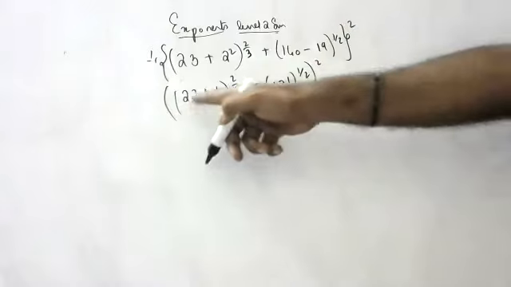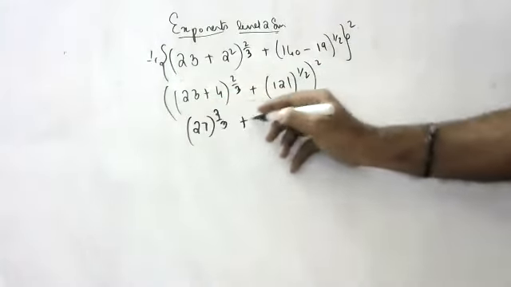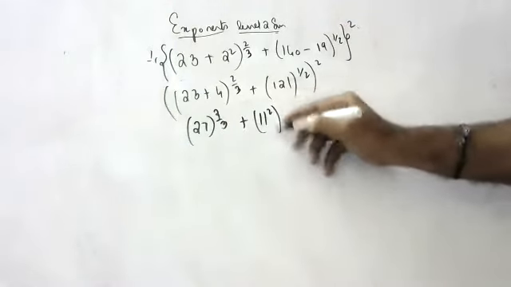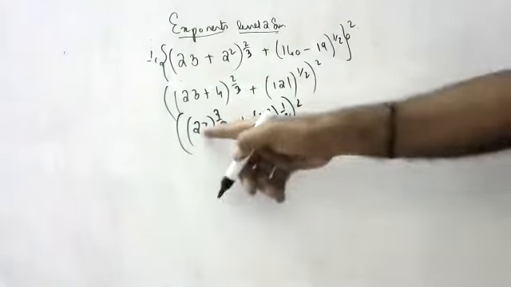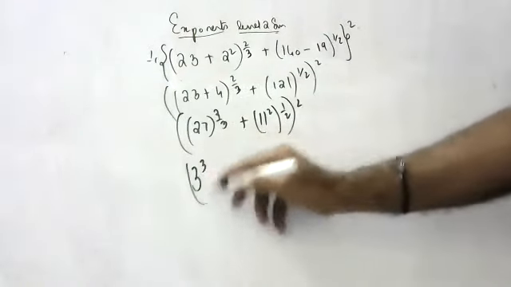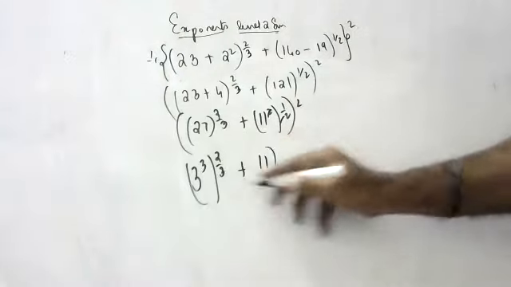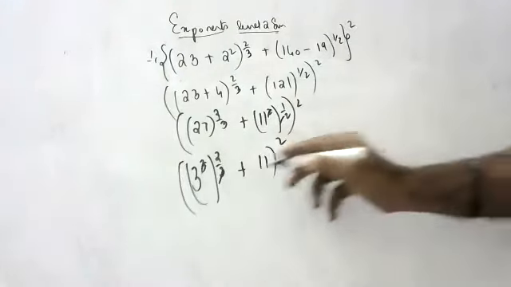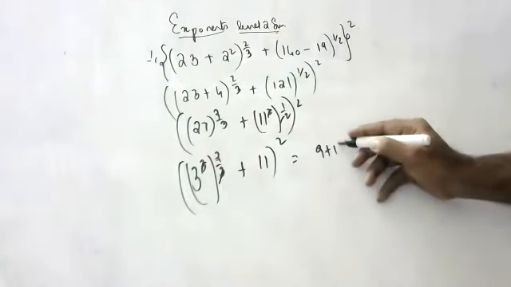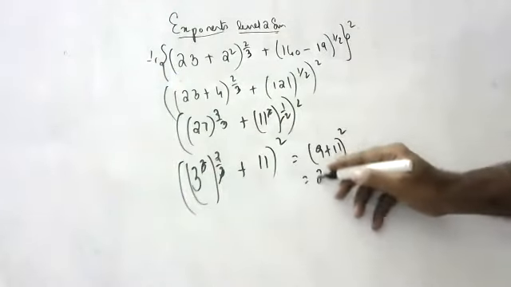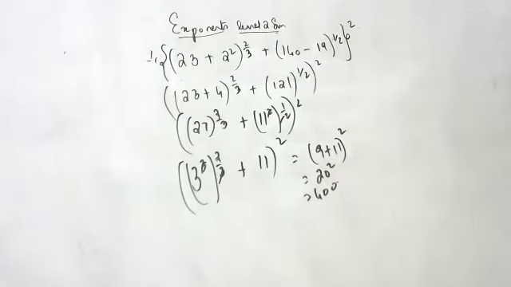Can anyone say 23 plus 4, how much, children? 27. So (27)^(2/3) plus 11 square, whole to the power of 1 by 2, whole square, children. What is 27? Sir, 3 cube. So 3 cube to the power of 2 by 3, the cube goes, and 11 whole square, this also goes. So 3 square is how much, children? 9. 9 plus 11 whole square, that is 20 square, that is 400. Like this you will get, children.